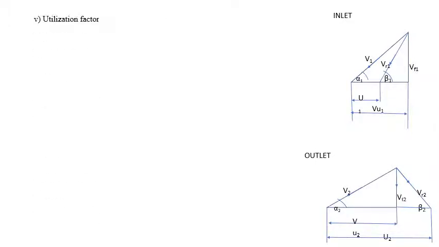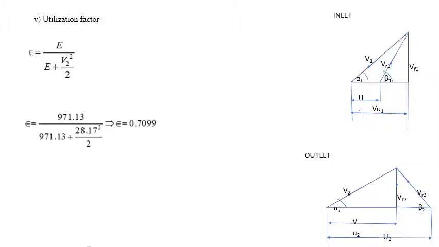So now finally the utilization factor is calculated by using the formula. Utilization factor is equal to E by E plus the losses, V2 square by 2. After substitution of these values, we will get the value of utilization factor equal to 0.7099.